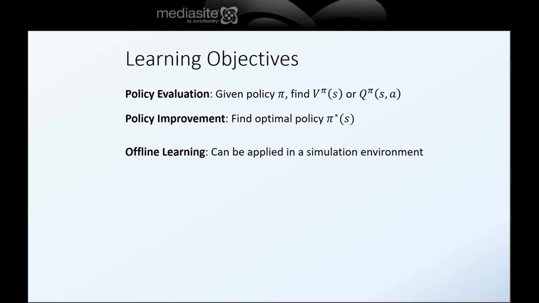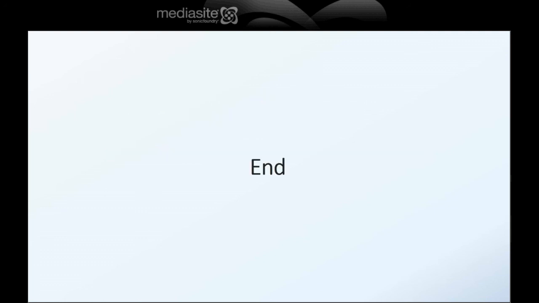Another way to classify our learning is offline learning, which can be applied only in a simulation environment, and online learning, which can be applied in the real world. This is another important dichotomy, because you'll see the importance of the Q in moving the max operator from outside to inside. That gives rise to this online learning. Otherwise, online learning wouldn't have been possible. We shall see that later. The end.